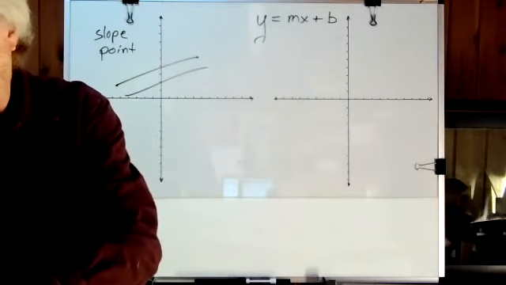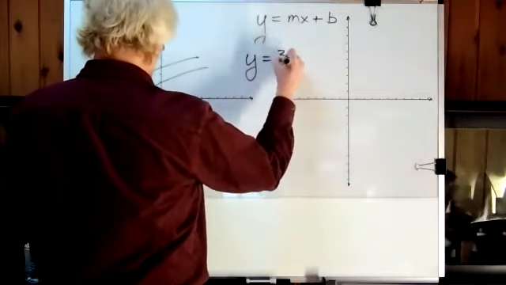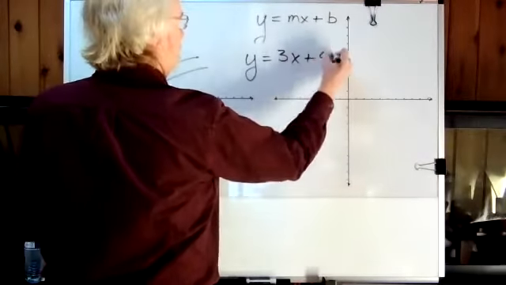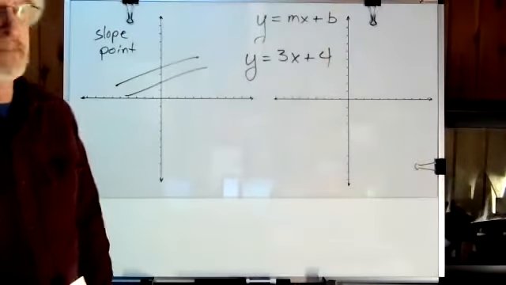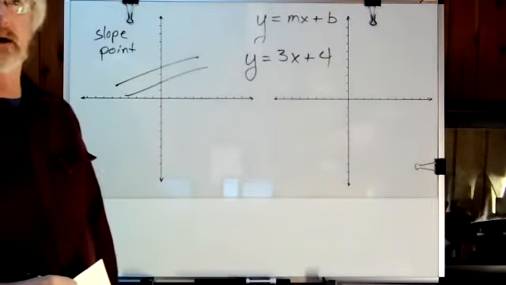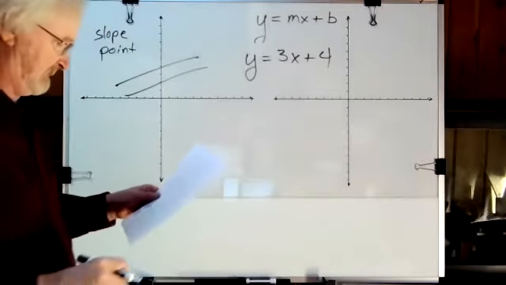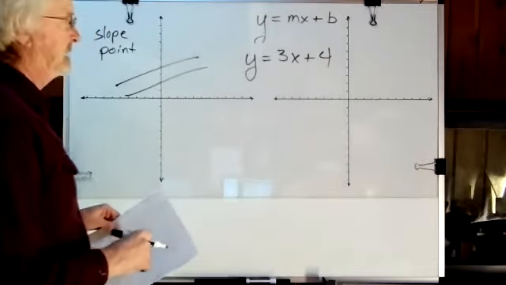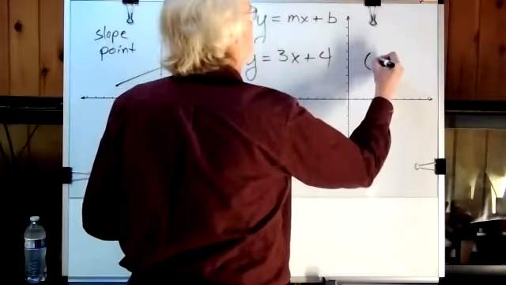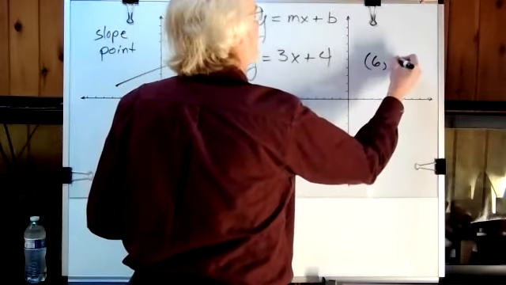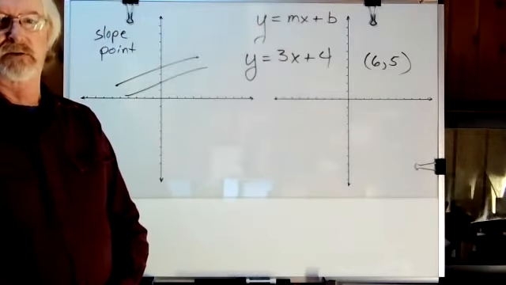So what if I have the equation of a certain line? Here we go. New step today, right? Y equals 3x plus 4. There's a certain line. I would like the equation of a line that's parallel to that one. And let's make it go through the point 6, 5. Okay, I want it to go through that point.